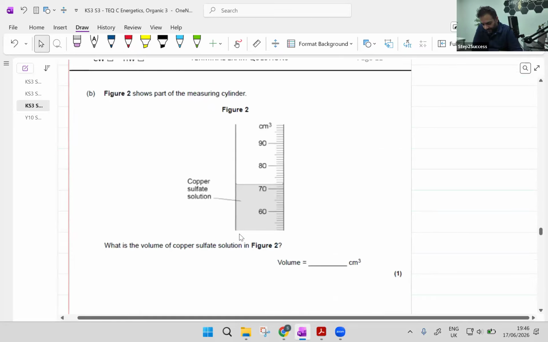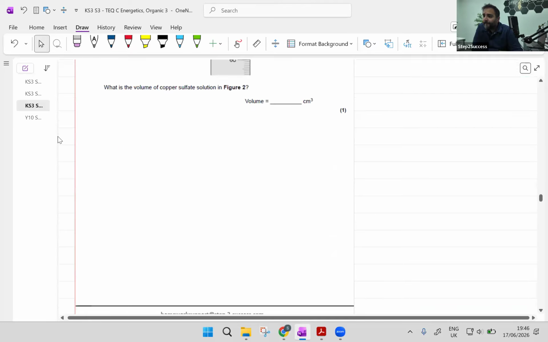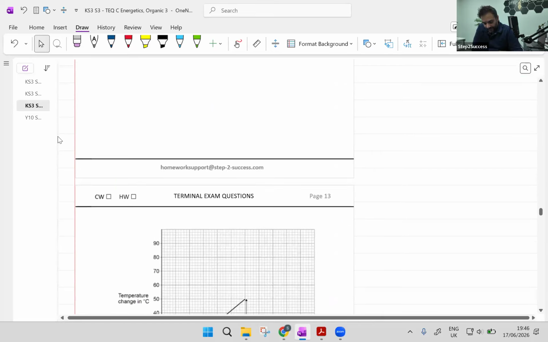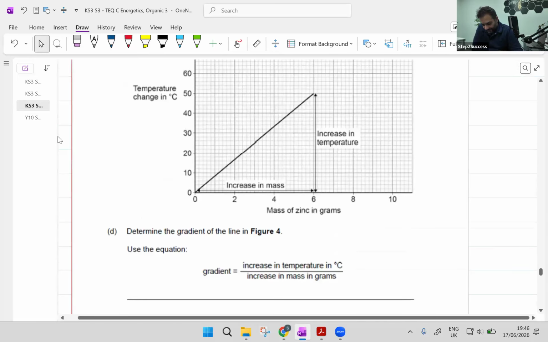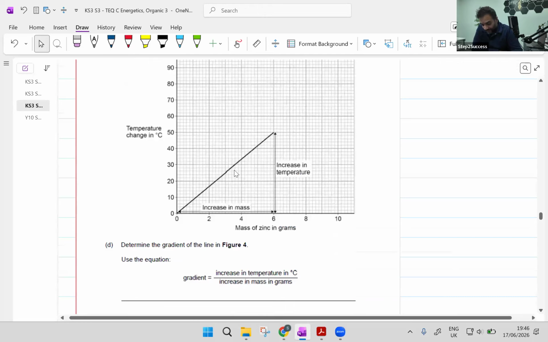And then I'll let you read that because that should be quite easy. Yeah, you said D and E, didn't you? D, determine the gradient of the line. Okay, again, I'm going to tell you how to do this because it does tell you how to do this.